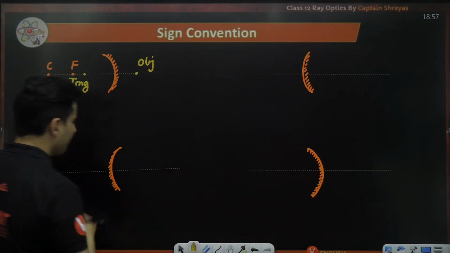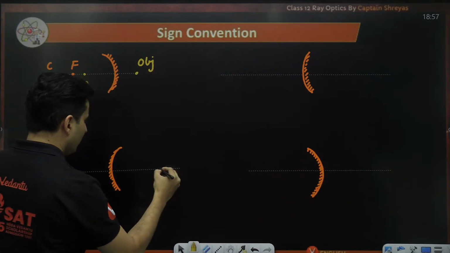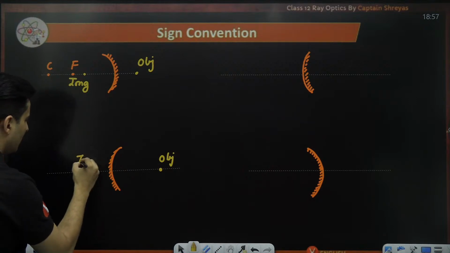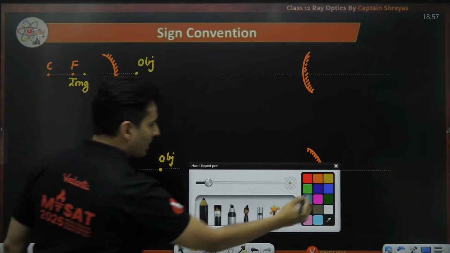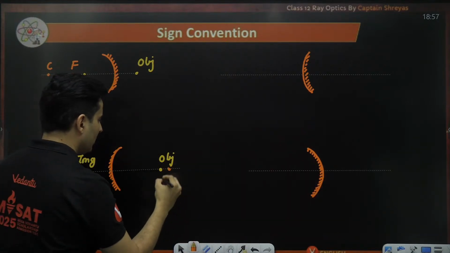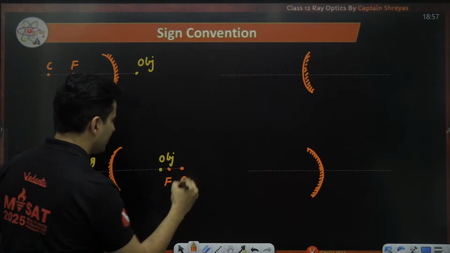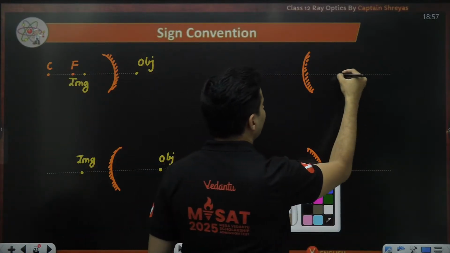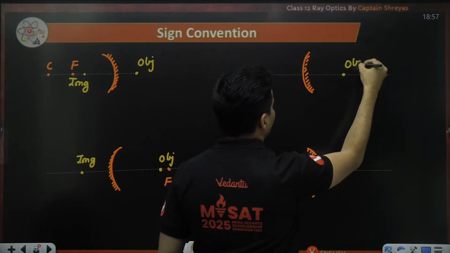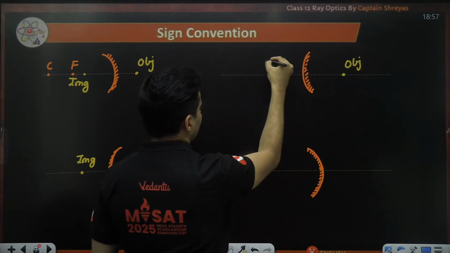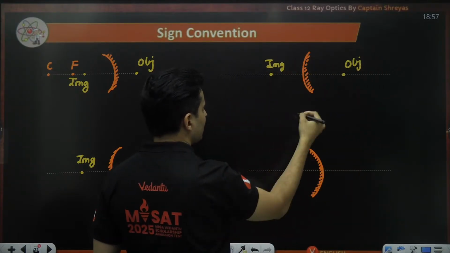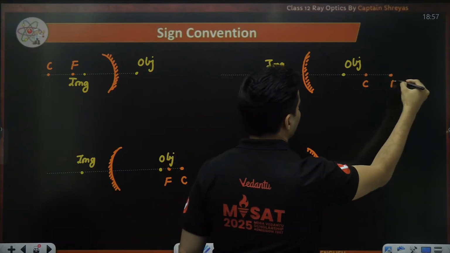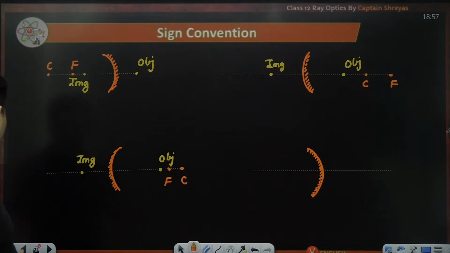Let's say in this case, maybe the object is here and the image is formed over here. Maybe this is the focal point, maybe this is the center of curvature. Then let's say this is where the object is, this is where the image is, and maybe this is the center of curvature, maybe this is the focal point. Okay, forget the last one.